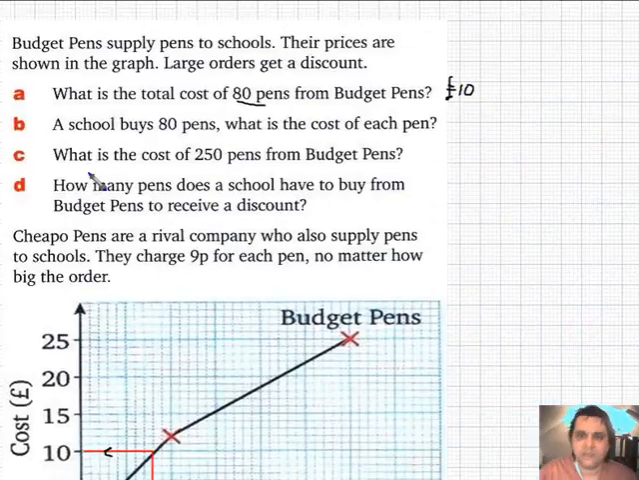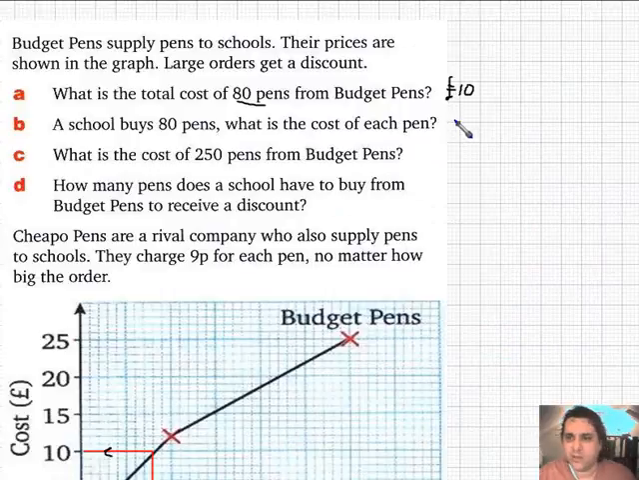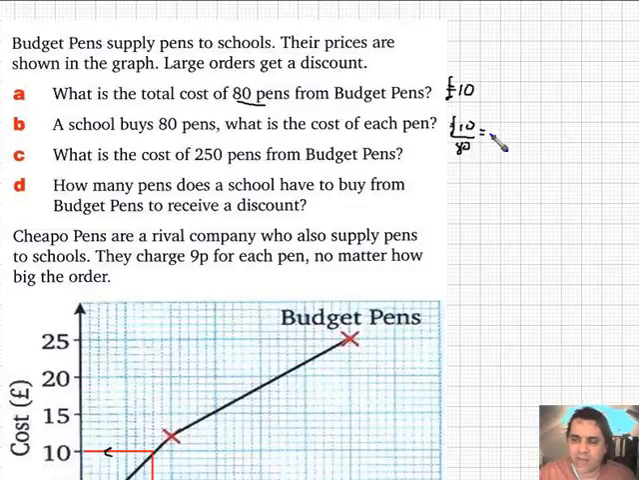10 quid. A school buys 80 pens. What is the cost of each pen? Okay then, so I'm going to take my £10 note and divide that by 80. Well, I happen to know that comes to 1,000 pennies divided by 80. Lose that zero, and I can see straight away it's 12.5 pence. Yeah, because an eighth is 0.125.